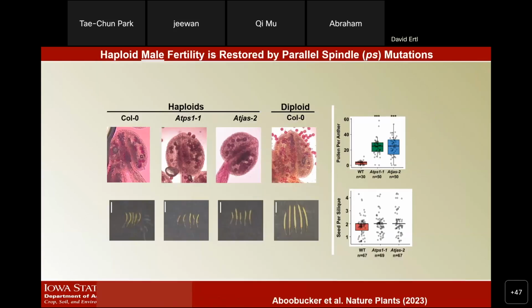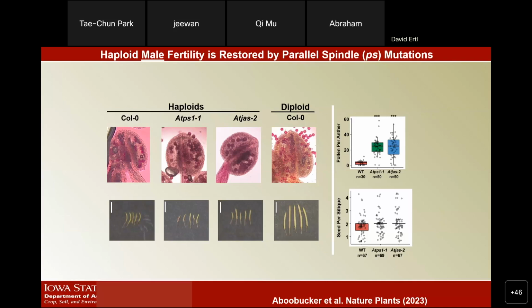Having that screening pipeline in place, it also enables us to just look into literature. Are there maybe other candidates that could be interesting? And Siddiq has been successful and hit the jackpot in finding that parallel spindle genes, and there are two versions. If mutated, they can actually increase haploid male fertility. So that was a hypothesis that Siddiq had after a literature study, which he could then easily test.